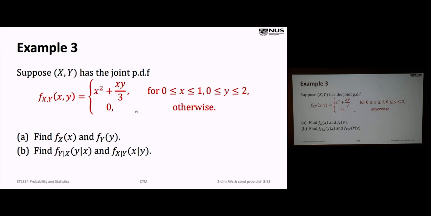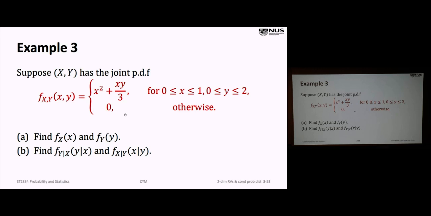Okay, example 3. So now example 3 is an example where X and Y have this joint PDF. We should have seen that before, I hope. X lies in the set 0, 1, Y lies in the set 0, 2. It's a little bit different, I think, than what we've seen before. And otherwise, the function is 0.